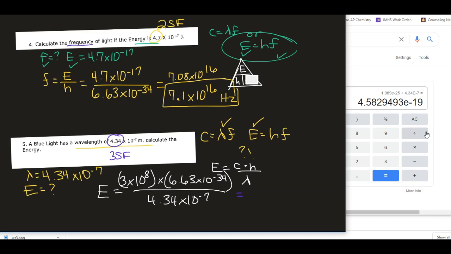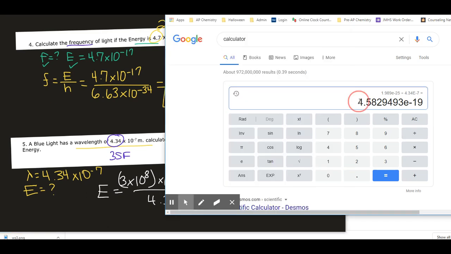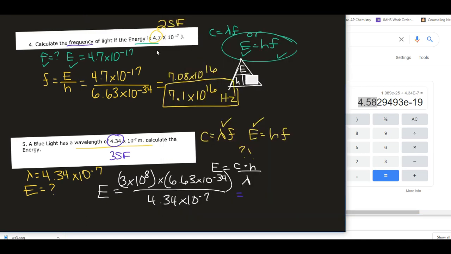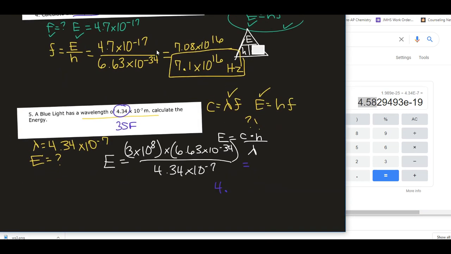So, all right, so writing this, we will only have 3 significant figures. So we have to round it to these 3 values, these 3 non-zeros that we have. So that tells us that this little 2 is going to tell us to keep that the same. So when we go to write this final answer, it is going to show up as 4.58 times 10 to the negative 19. And our units on that is going to be joules.